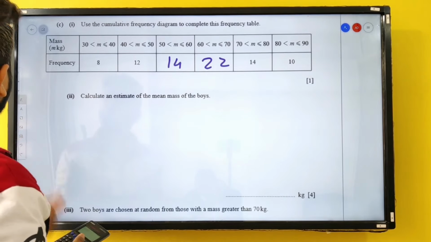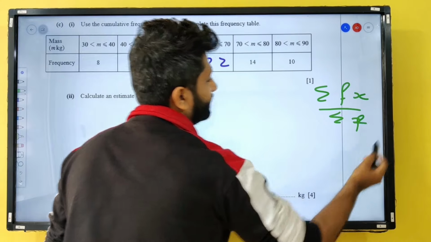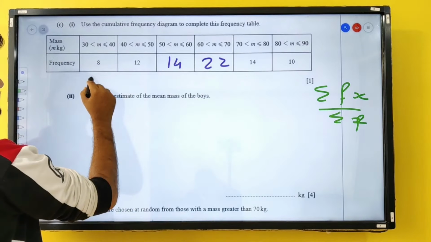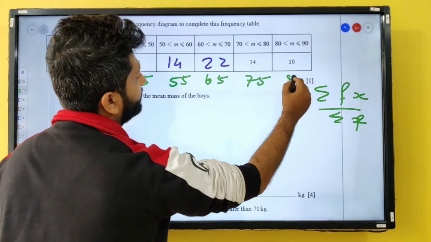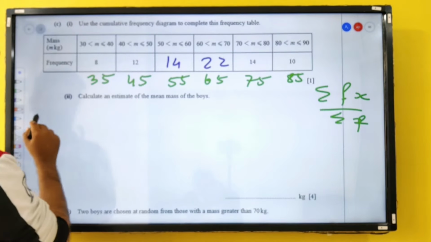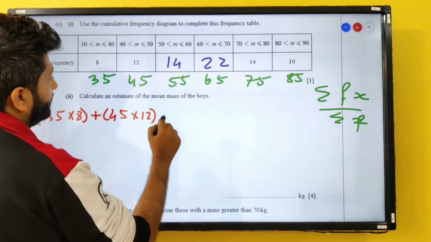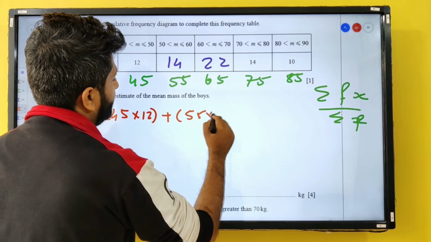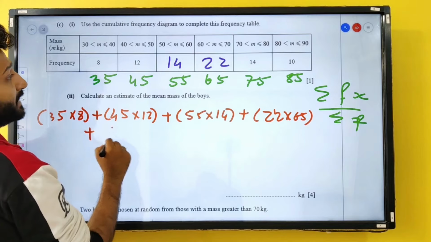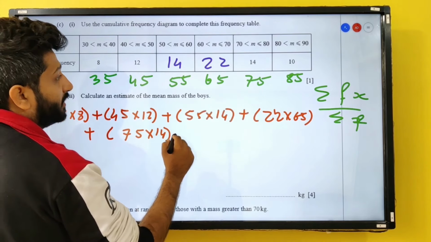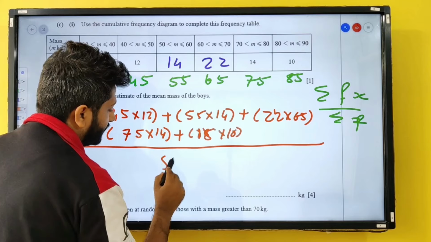Calculate an estimate of the mean of the boys. For the mean, we know the formula is sigma fx upon sigma f. So for that we first need mid values. The mid values are 35, 45, 55, 65, 75 and 85. Now let me find out the mean: 35 into 8 plus 45 into 12 plus 55 into 14 plus 22 into 65 plus 75 into 14 plus 85 into 10, whole divided by 80.